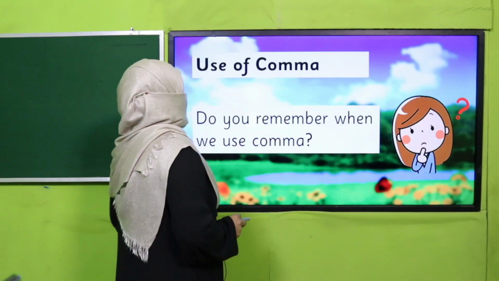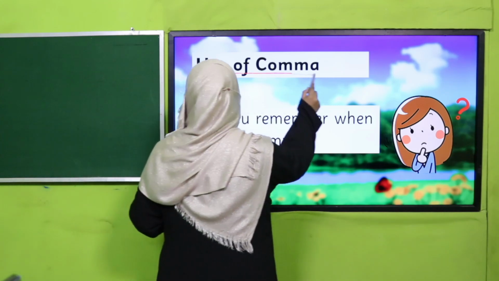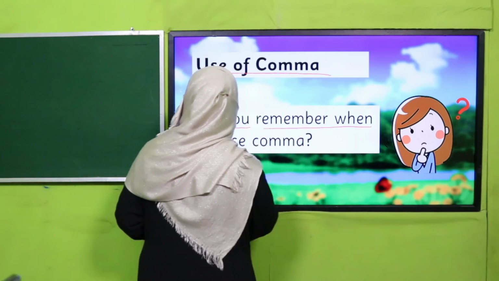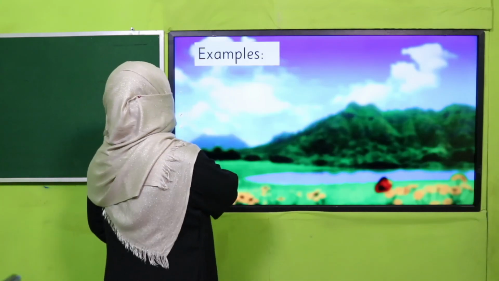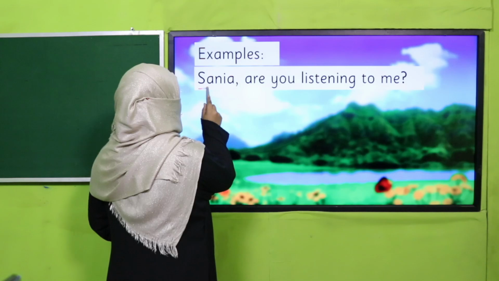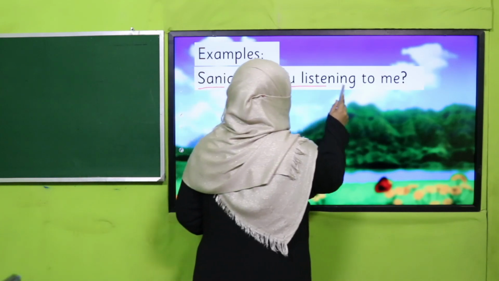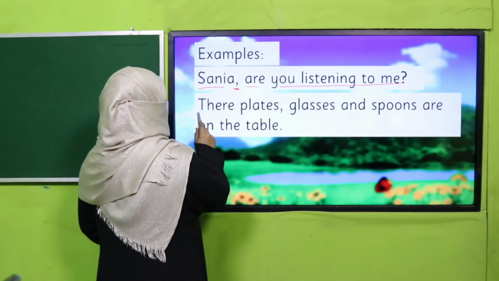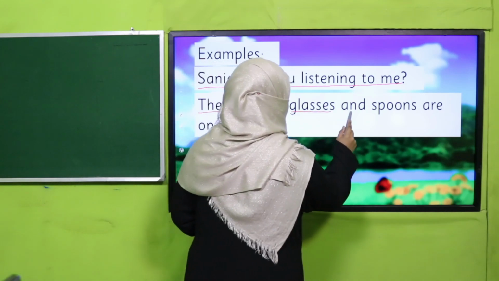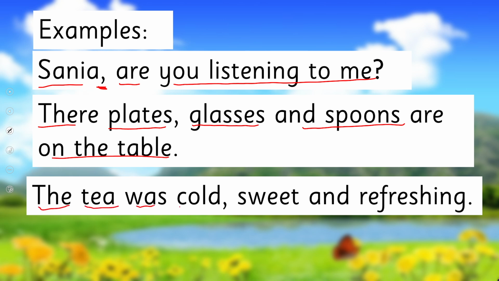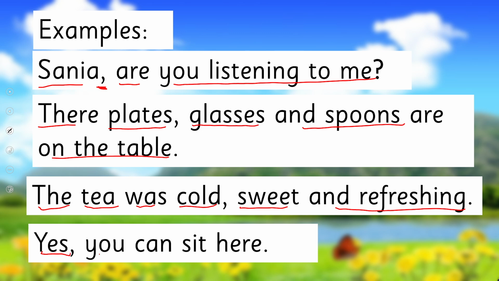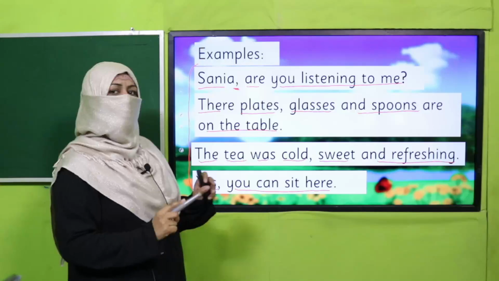All right. So, use of comma. Do you remember when we use comma? Okay, do you remember? Yes, we do. The examples are, first, Sania, comma, are you listening to me? There are plates, glasses, and spoons on the table. The tea was cold, sweet, and refreshing. Yes, you can sit here. So in these 4 sentences, you see everywhere the comma has been placed.